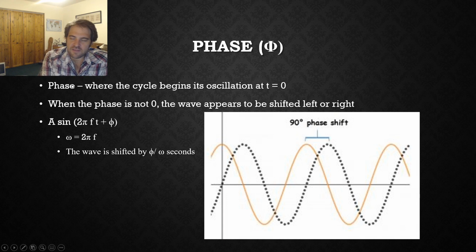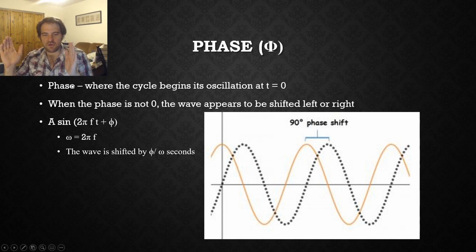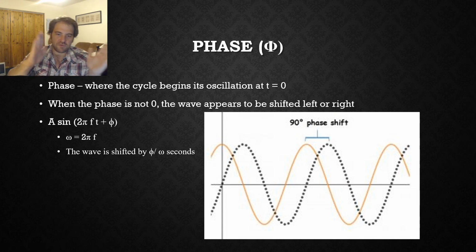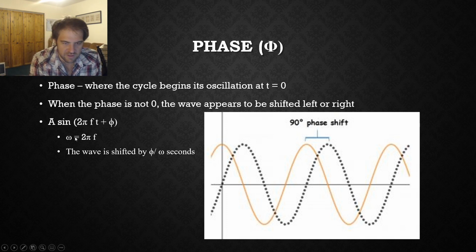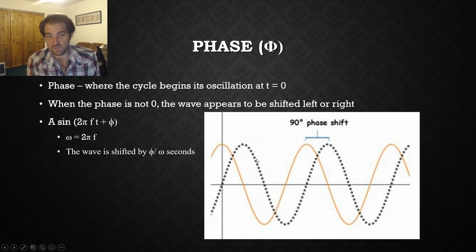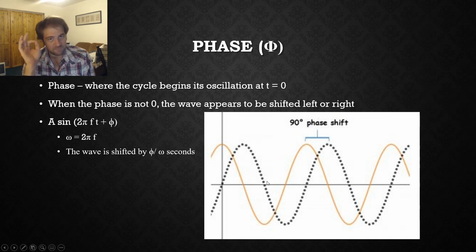So when the phase isn't 0, it's going to look like your wave has been shifted one way or the other. So what you've got here is the dotted line is the actual wave. This is our starting at 0, right? Because we can see that right here at t equals 0, this is where phase is at 0, because it's going to start moving up from the 0 point. And that's phase at 0.